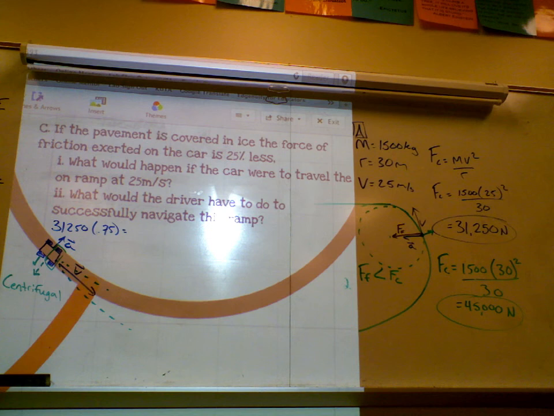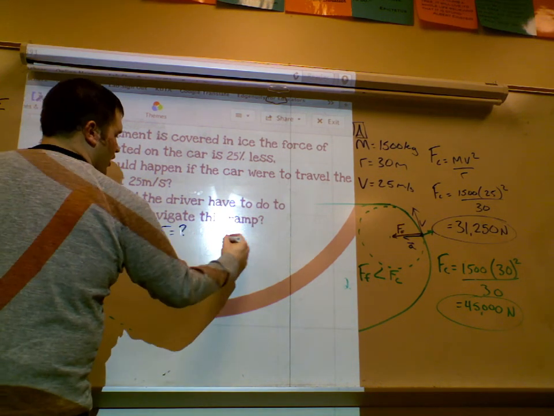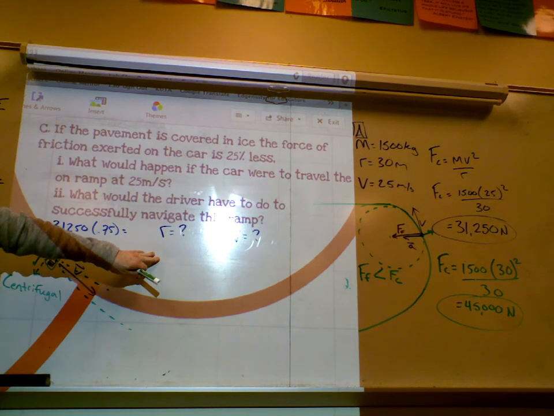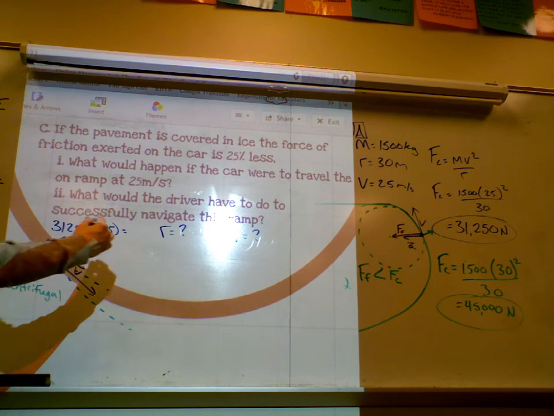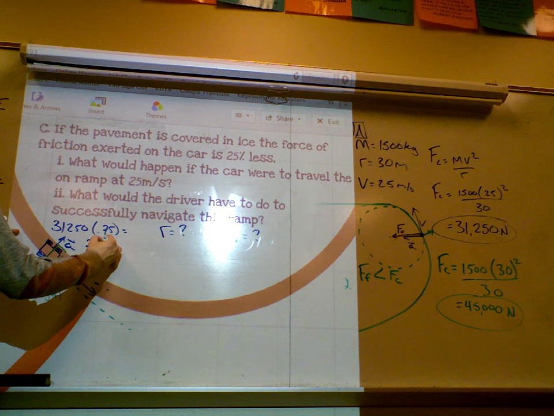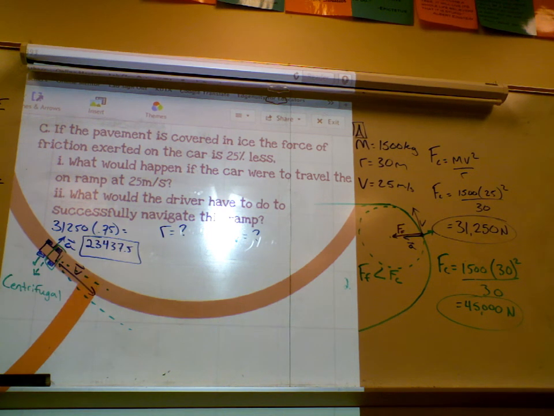Nope. All right. So let's figure out. We said there's 2 ways, R and V, right? Did anybody find this radius? Yeah, 40. Okay, so let's figure that out. So our new force of friction was what? 23,437.5. So that's basically what our centripetal force has to equal.